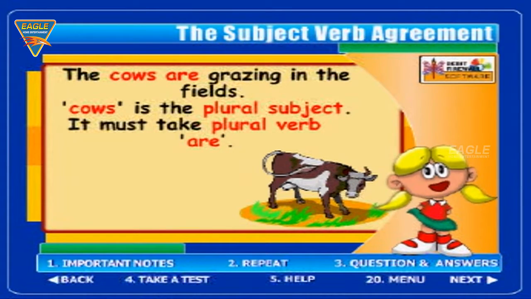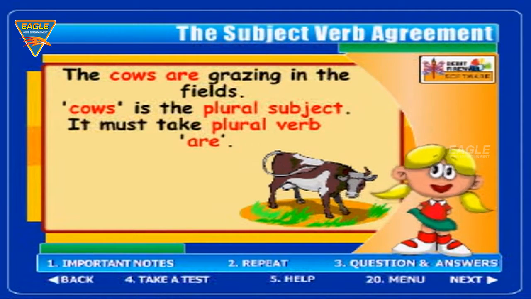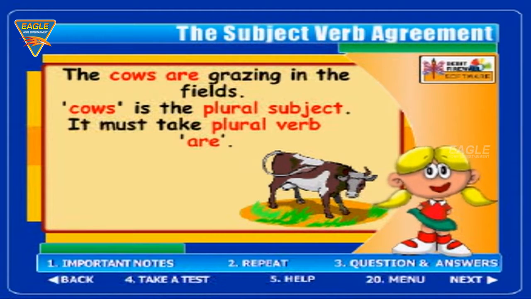The cows are grazing in the fields. Cows is the plural subject. It must take plural verb are.